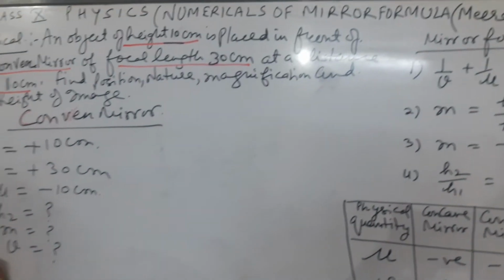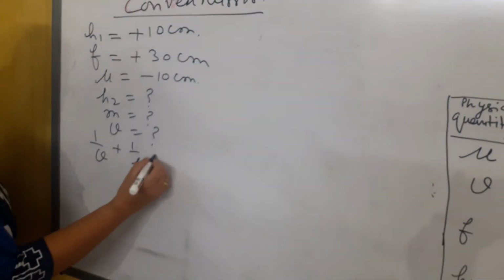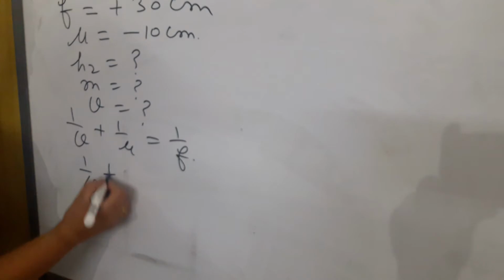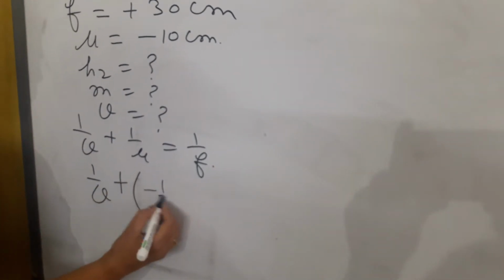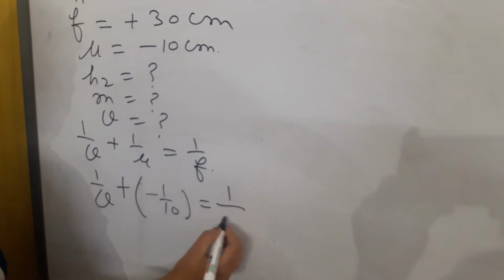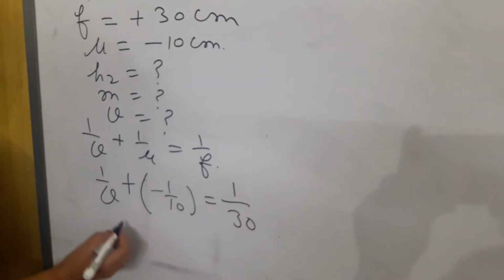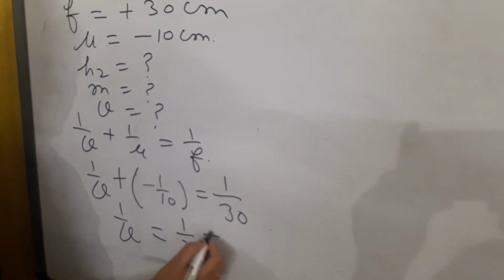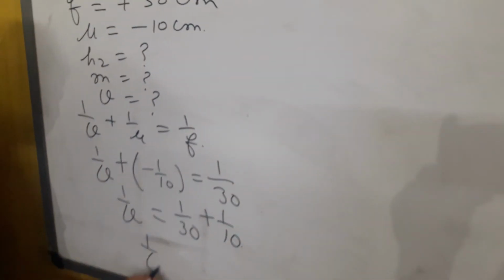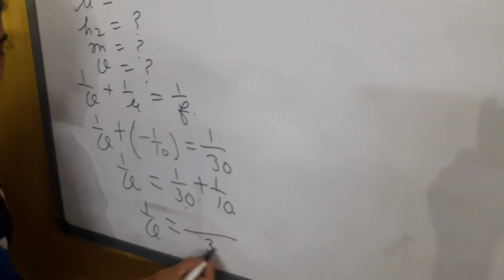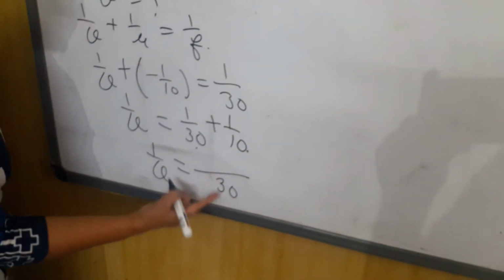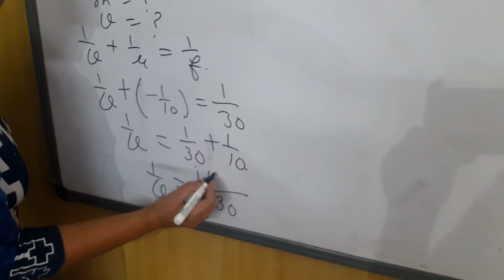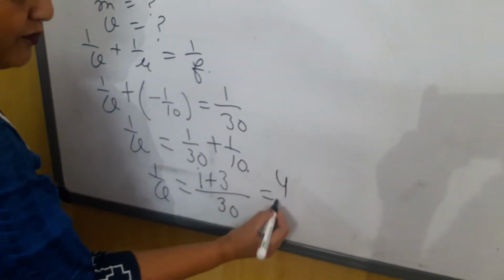We will apply the mirror formula. 1 upon v plus 1 upon u is equal to 1 by f. Again 1 upon v we have to calculate. u is given minus 10 and focal length of the mirror is plus 30 cm. Again we have to take minus 10 to that side. It will become plus 10. So 1 upon v, LCM of 30 and 10 is 30. 30 divided by 30 is 1, 1 multiplied by 1 is again 1. 30 divided by 10 is 3, 3 multiplied by 1 is 3. So it is 4 by 30.